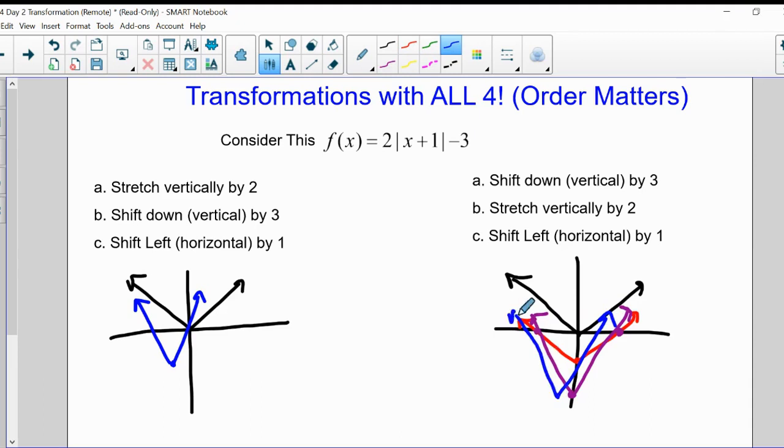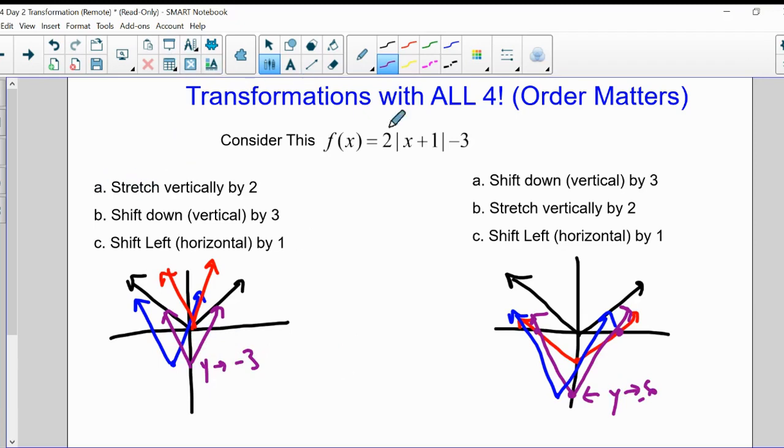Notice these two graphs are not the same. So if I stretch first, then move down 3, then move over 1, that's not the same as moving down 3 first, then doubling it. Like this is at a y value of negative 6, whereas this is at a y value of negative 3. So these are definitely different.